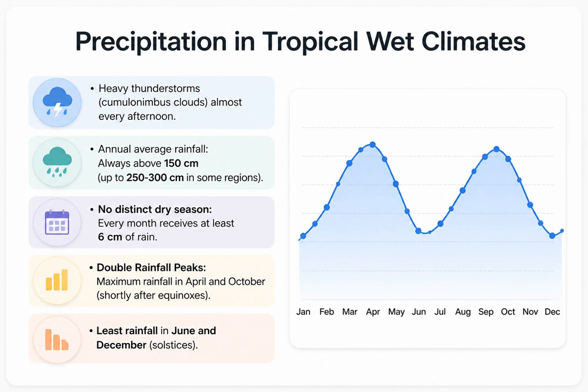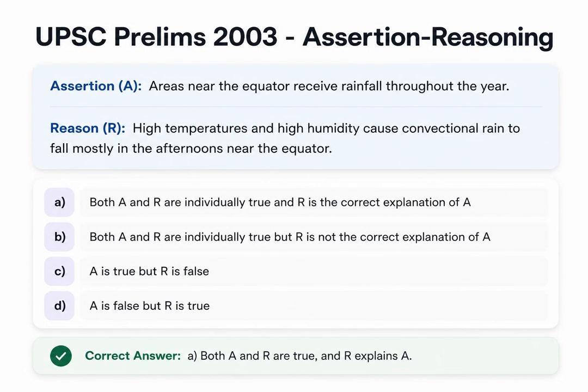Conversely, the least wet months are during the solstices in June and December, when the sun is farthest from the equator. To see how this is tested, let's look at a question from the 2003 UPSC prelims. We have an assertion: areas near the equator receive rainfall throughout the year, and a reason: high temperatures and high humidity cause convectional rain to fall mostly in the afternoons near the equator.